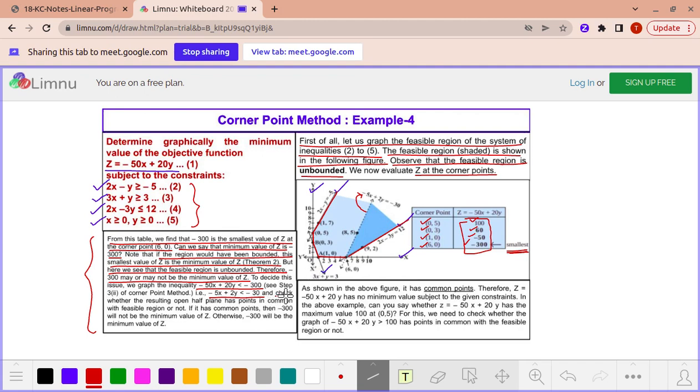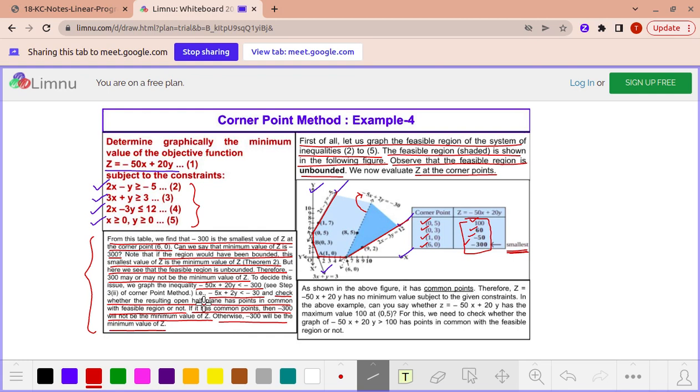Now we need to check whether the resulting open half plane has points in common with the feasible region or not. If it has common points, then minus 300 will not be the minimum value of z, otherwise minus 300 will be the minimum value of z. Let me repeat once more.